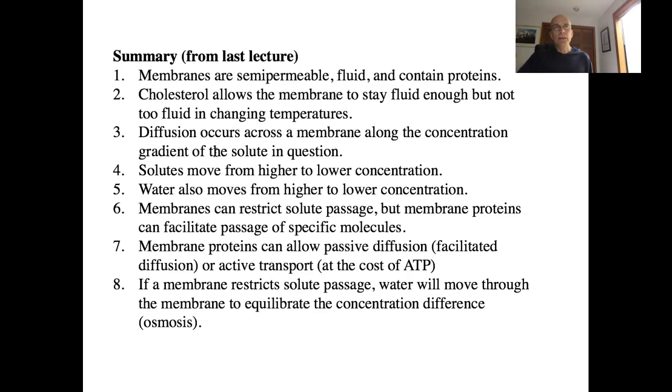And then we said that membrane proteins can allow passive diffusion or active transport. Active transport requires ATP, but passive diffusion does not, and it can be facilitated through proteins, but it would still be passive diffusion. It would still be along a concentration gradient. And then we said that if a membrane restricts solute passage, water will move through the membrane to equilibrate the concentration difference. And that is the principle of osmosis.